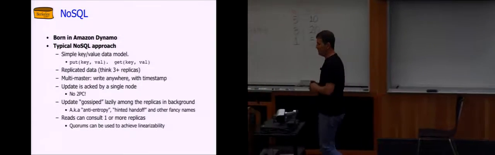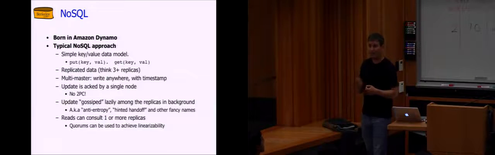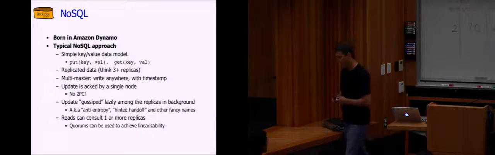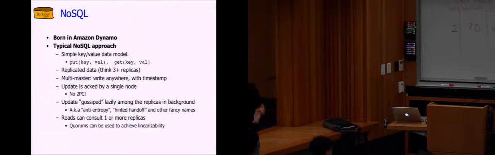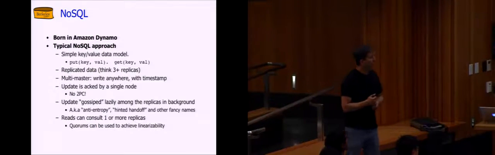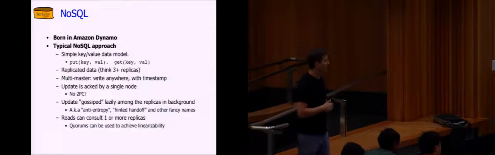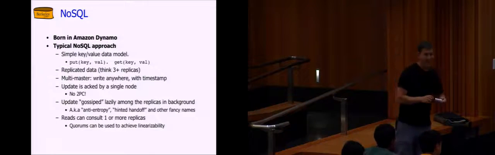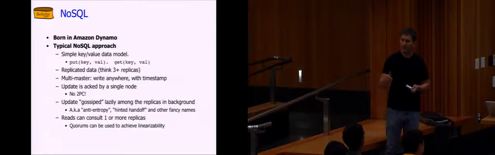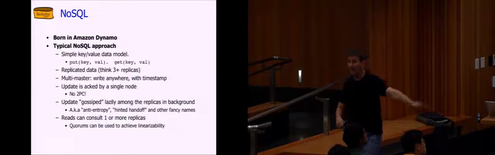It's a very simple data model. It's more like a memory cell than it is like a database, really, when you think about it. It's like persistent memory cells, right, which have addresses, which are keys. They're usually replicated. Think like 3 replicas per item or maybe a few more. 3 is a typical number. It's usually multi-master, so you can write anywhere. You put your timestamp when you write. Update is acked by the node you write to. So you write to a node, it says, got it, and you're done. There's no 2-phase commit with the other nodes that it's going to replicate to. It replicates in the background, okay?